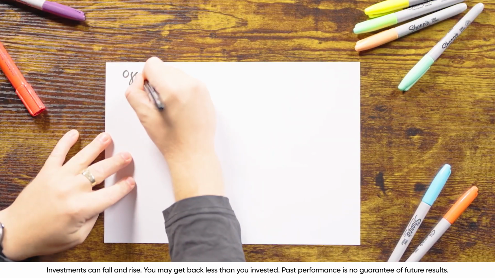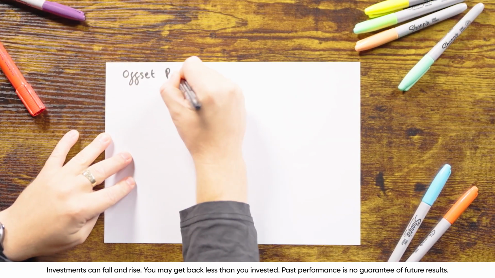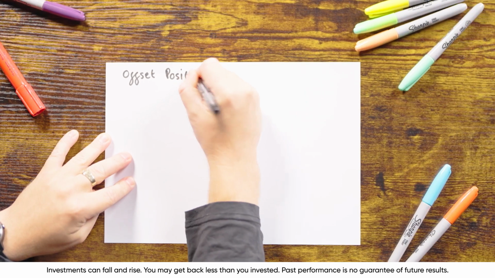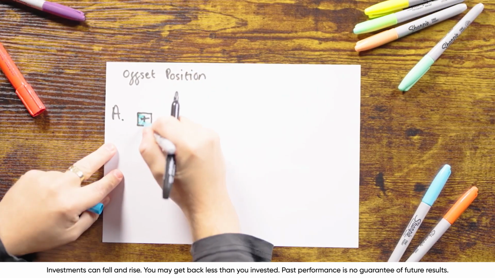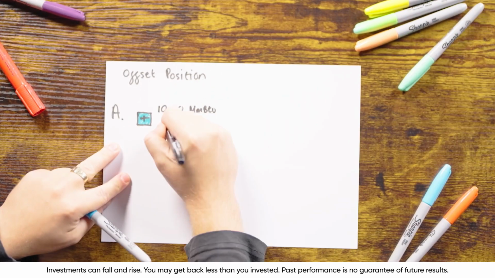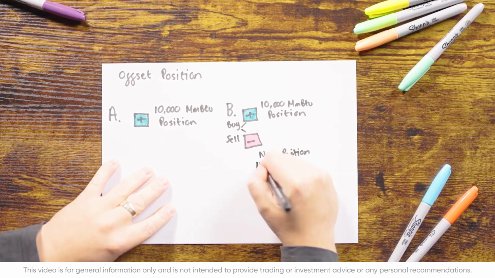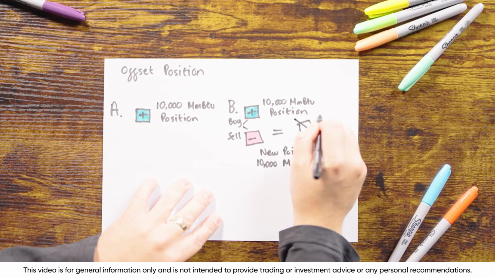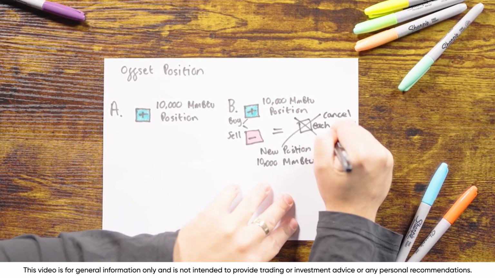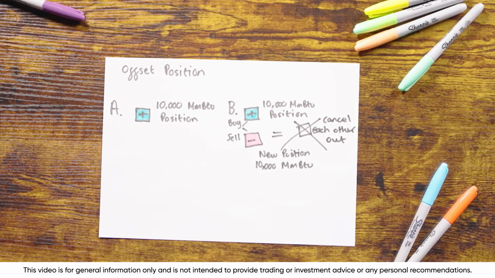There are ways to avoid this though. The first one being something called offsetting the position. So it's the simplest and most common method of getting out of a trade. You're using a counter trade that neutralizes the first one. The gains or losses hinge on the price difference between the initial trade and when it was offset.